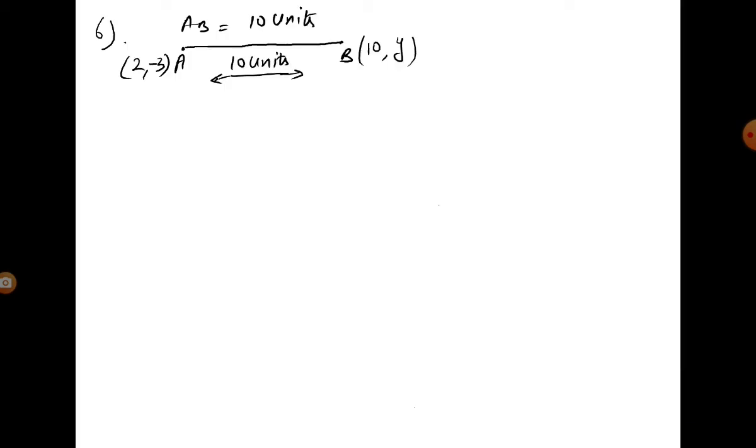So first of all, always make a rough diagram. That will help you a lot to find out what you have to find. I have a line segment AB whose length is 10 units. One end has coordinates (2, 3), the abscissa of the other end is 10, which is the x coordinate, and the ordinate, that is y, you have to find out. AB is the distance, so it is clear we have to apply the distance formula here.